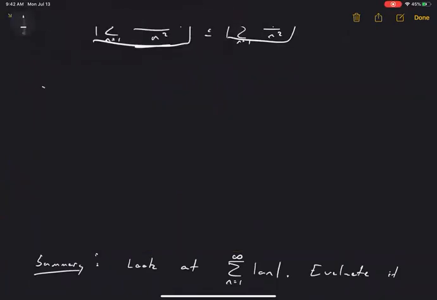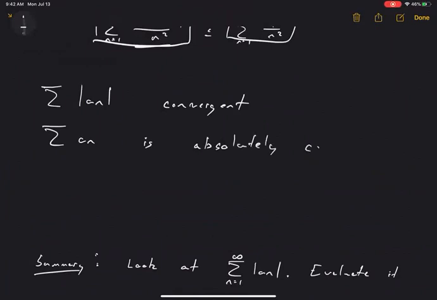So what we have determined is that the series of absolute values is convergent. So we say that our original series is absolutely convergent. Okay.